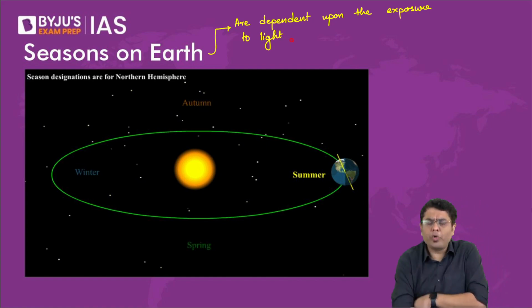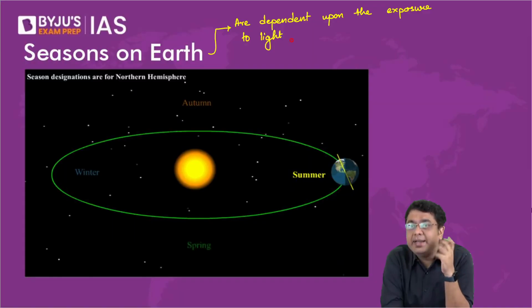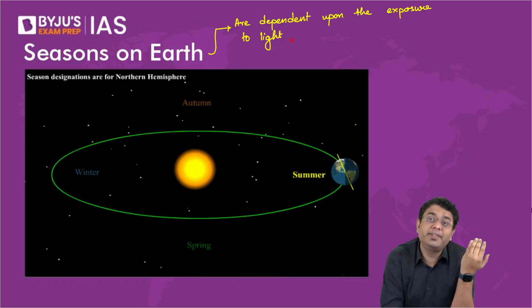For example, what do I mean by this? During the summer season, all of us know that the period in which there is sunlight is more, the daytime is longer, the nighttime is smaller. And during the daytime, you gain heat, during the nighttime, you lose heat. So that is why when the days are longer, you will have greater amount of warming, lesser amount of cooling. So during summer, greater amount of warming.